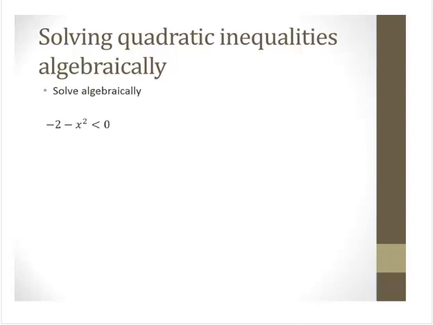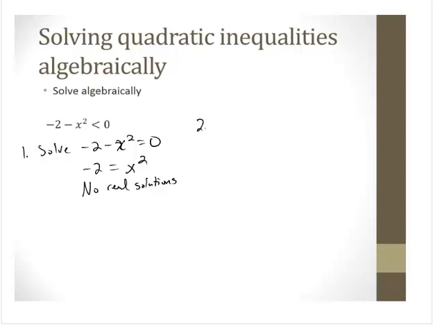All right, so we want to solve algebraically, where is negative 2 minus x squared less than 0? All right, so let's see. Let's first consider, let's try to solve negative 2 minus x squared is equal to 0. That would mean that negative 2 equals x squared. So no real solutions. All right, no real number squared can be negative 2.